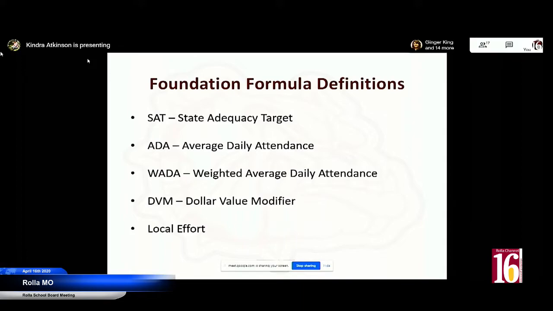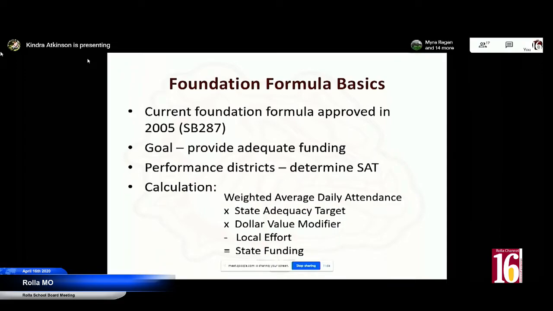We then have the dollar value modifier, which is the cost of living adjustment to provide more money to districts in areas of the state with a higher cost of living than the state median. Then we have local effort, which is basically our local property tax revenue, and that amount is set at the 2005 amount of local effort, so that does not change. To calculate the basic formula, it's weighted average daily attendance times the SAT times the dollar value modifier, less that 2005 amount of local effort, to equal our state funding.